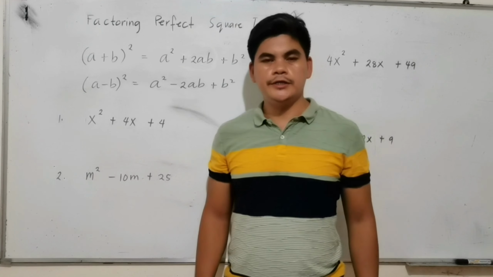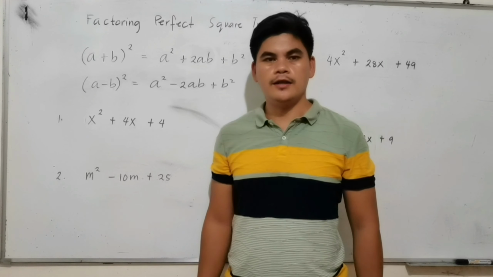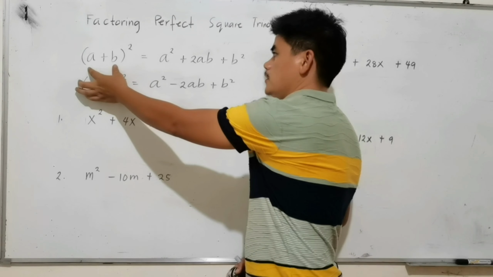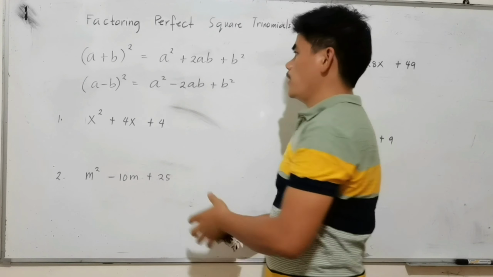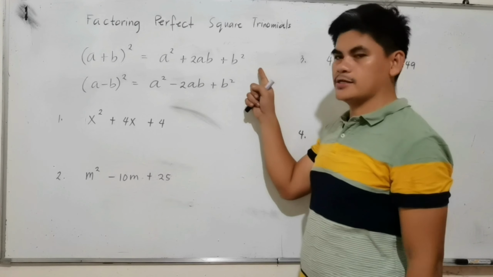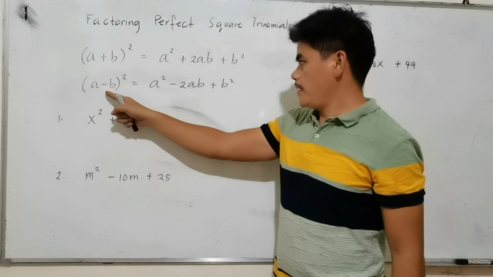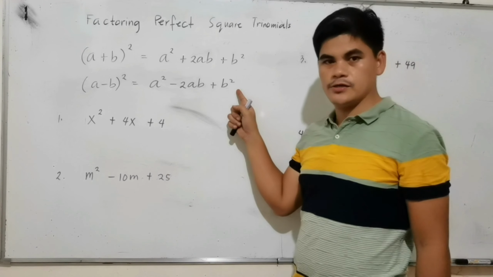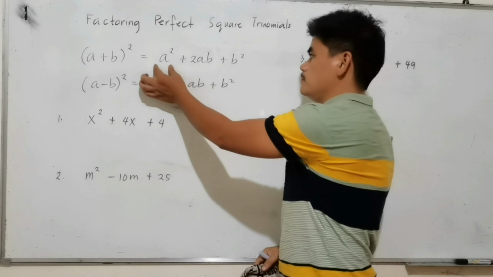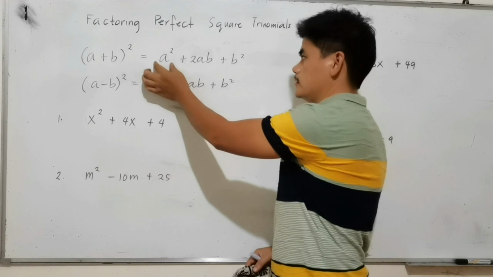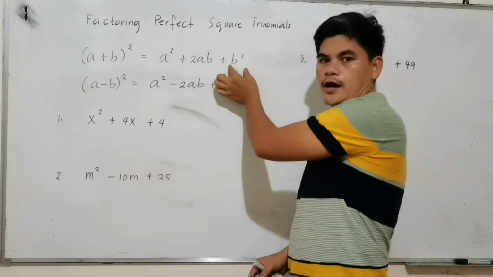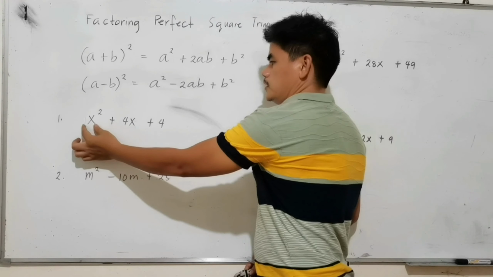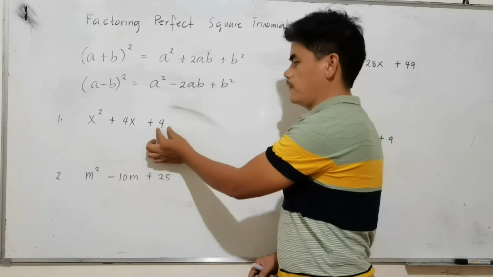Okay, today we're going to learn how to factor perfect square trinomials. If you can recall, here is the model: (a plus b) squared is equal to a squared plus 2ab plus b squared, and (a minus b) squared is equal to a squared minus 2ab plus b squared. Take note, the first term is a perfect square and the last term is a perfect square. Like this, x squared is a perfect square and 4 is a perfect square.